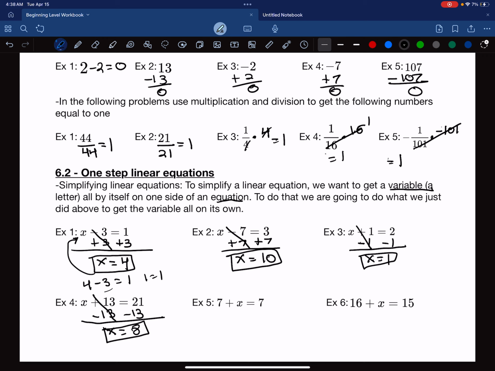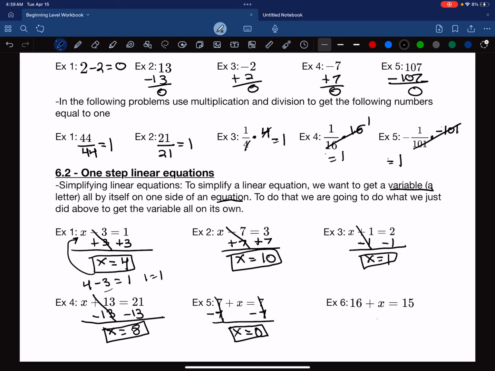Looking at example 5, we have 7 plus x equals 7. So in this case, our 7 is positive, so we're going to subtract 7 on both sides. And then the positive 7 and negative 7 cancel, and plus x is just positive x, so we're just left with x. And then 7 minus 7 cancels as well, so we're left with x equals 0.